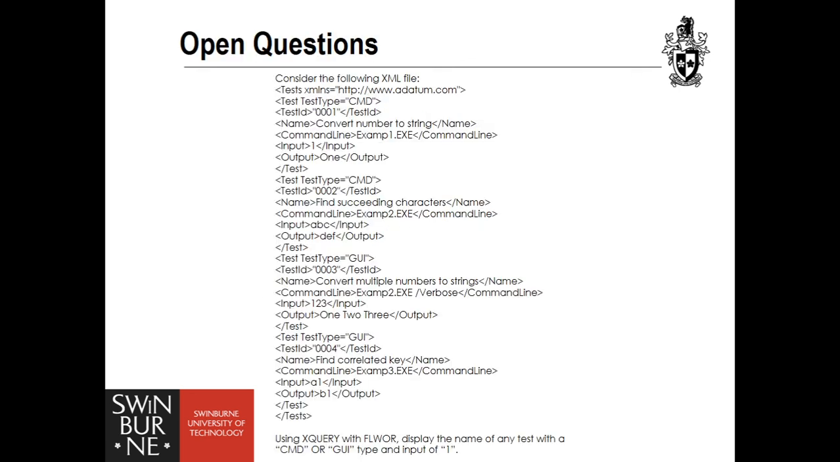So this is an open question. Basically, given this XML file, please use XQuery with FLWOR to display the name. Test with a command line or GUI. Type an input of 1.